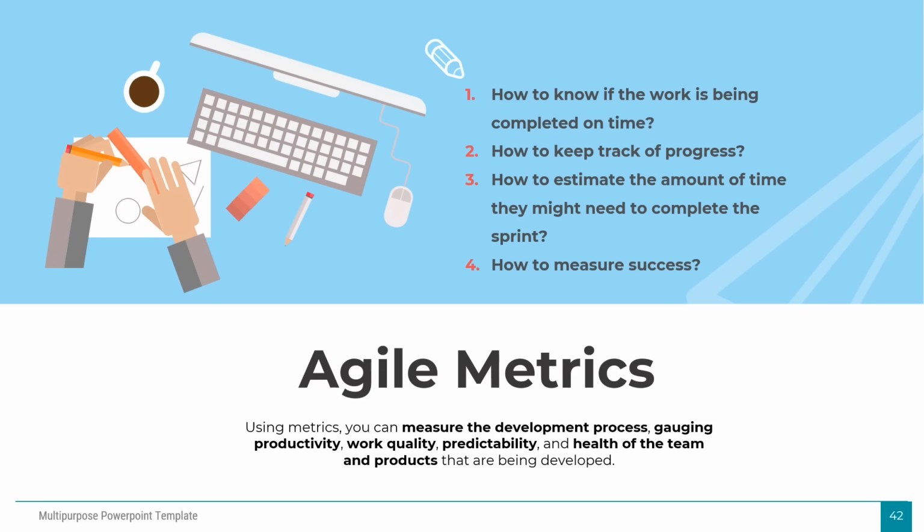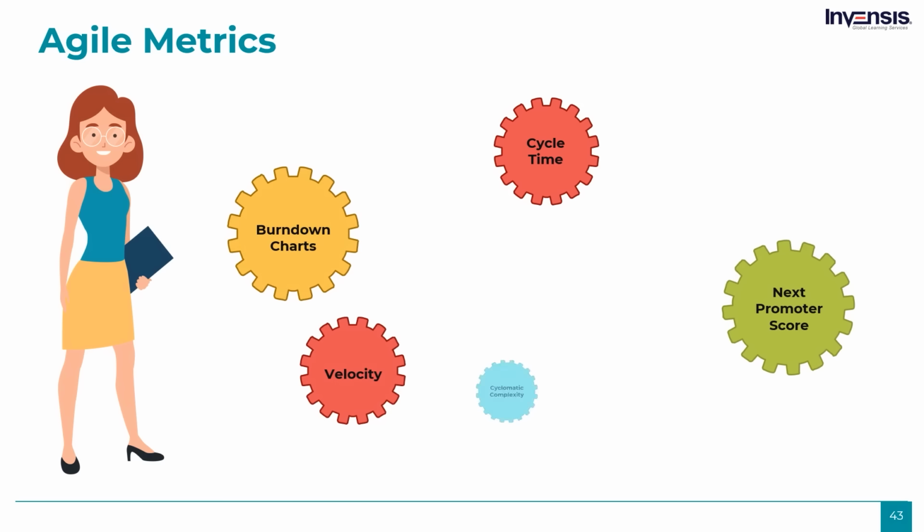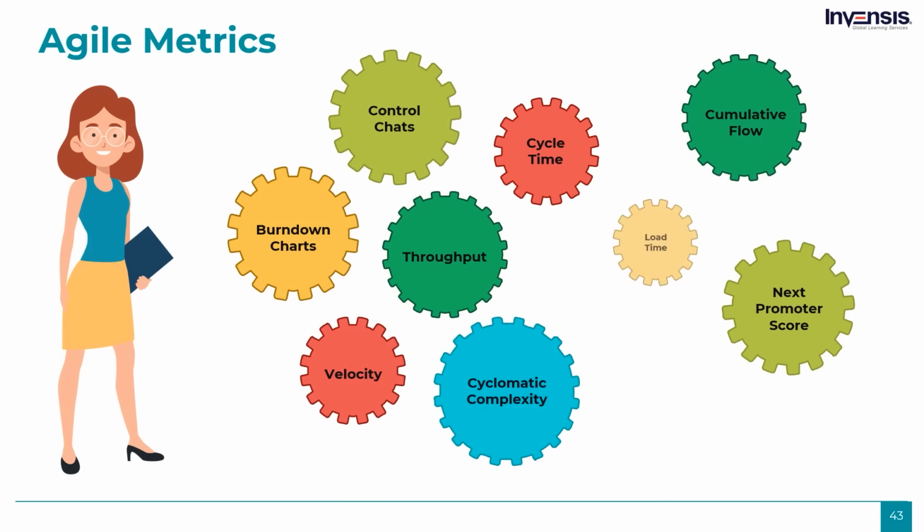I am sure you might have heard the word metrics before. They are just standards of measurement. But what do you exactly measure? Using metrics you can measure the development process, gauging productivity, work quality, predictability, and health of the team and products that are being developed. However, tracking multiple metrics can become counterproductive. It is important to select the key metrics to track and incorporate within your business. And you don't want to measure too many things and scatter your team's focus. So which metrics matter and how do you choose them?